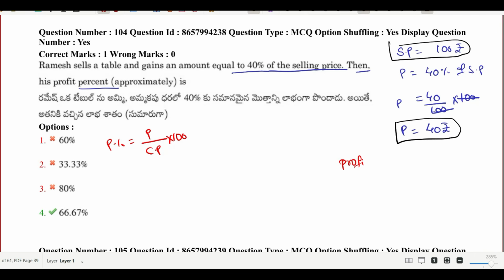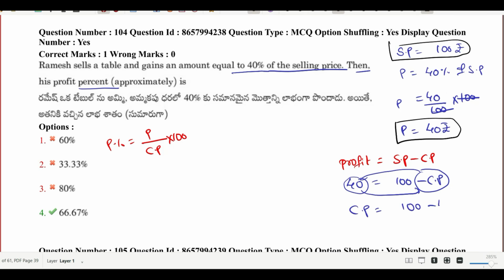We know that profit is equal to selling price minus cost price. In this we can substitute 40 as the profit, the selling price we assumed as 100, and the cost price is minus CP. Transposing this negative cost price to the other side becomes positive, and transposing the 40 to the other side becomes negative, so you'll get cost price is equal to 100 minus 40. 100 minus 40 means 60 rupees. That means the cost price is 60 rupees.